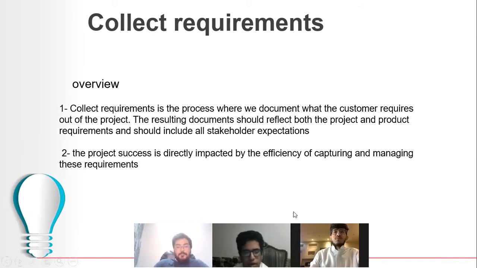Every stakeholder will have requirements. The success of the project for him is meeting the requirements that he requires. Next.